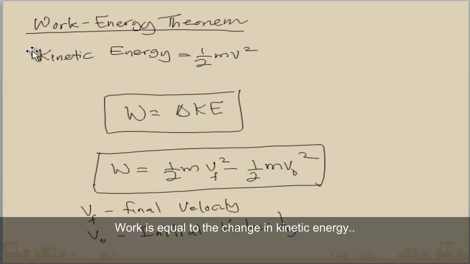The work energy theorem tells us that the work done is equal to the change in kinetic energy. So we can write the work W equals 1/2 m v final squared minus 1/2 m v initial squared. That's the change in kinetic energy.